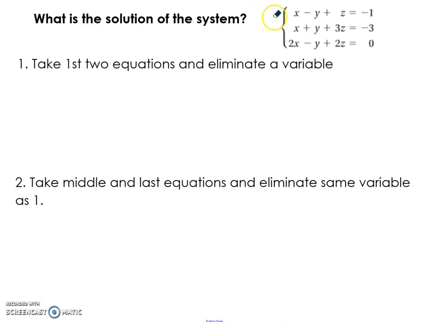The first thing that I'm going to do is label these three equations as 1, 2, and 3. So we've got this is 1, I'm going to label this one as 2, and this one as 3.